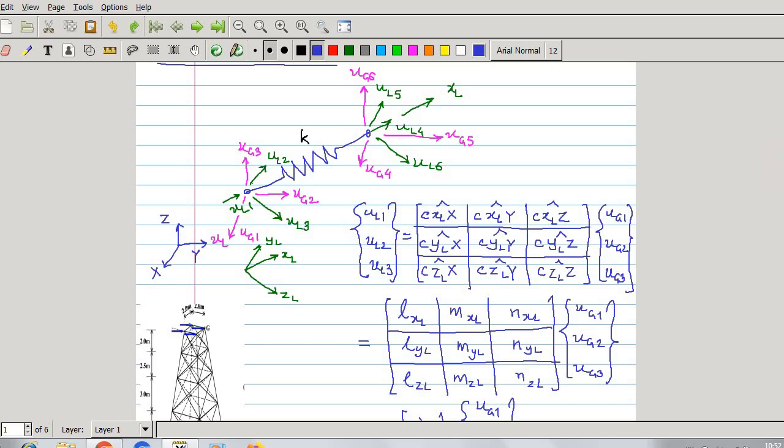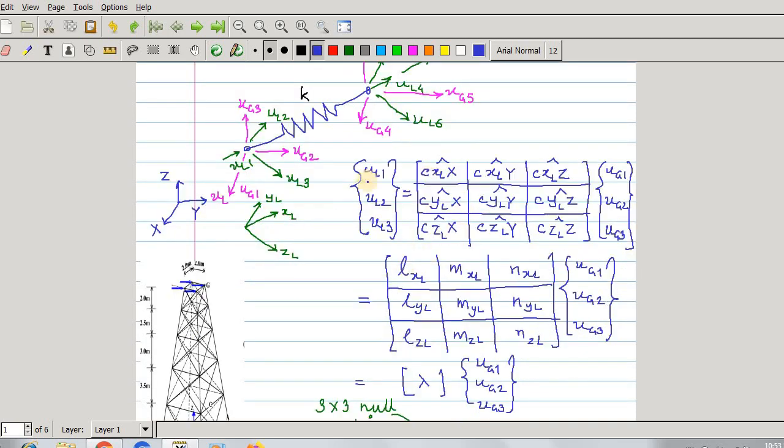This is cos of the local x-axis with the global y-axis. This is cos of the local x-axis with the global z-axis. This is cos of the local y-axis with the global x-axis. Then local y with global y, local y with global z, local z with global x, local z with global y, local z with global z. So this is the transformation matrix.